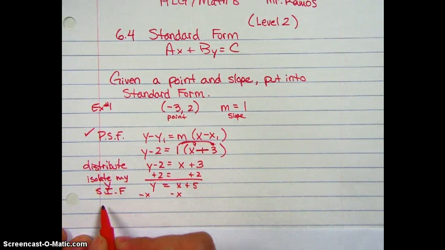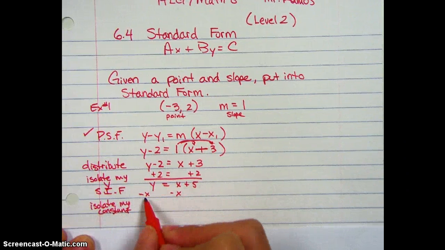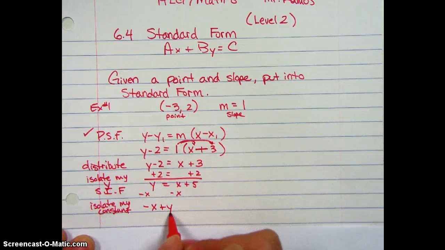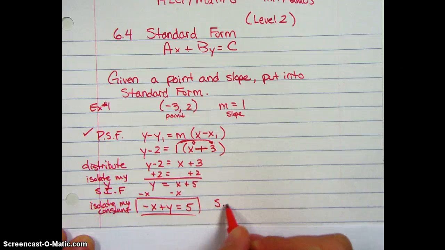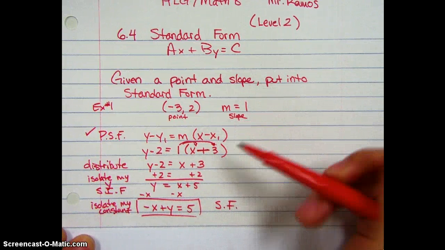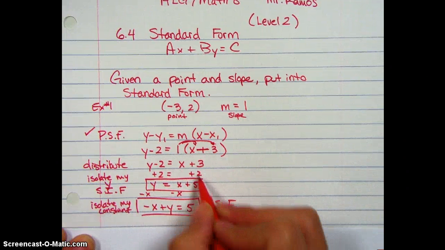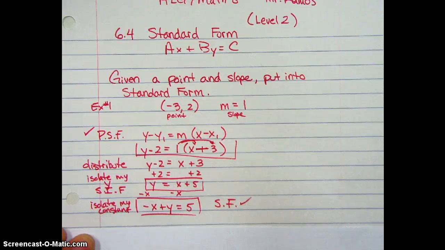In this case, I'm going to isolate my constant, which in this instance was 5. So if I subtract x on both sides, I'm going to get negative x positive y equals 5. And that is standard form. Okay, so we went from put into point slope form, change it to slope intercept form, finally ending in standard form.